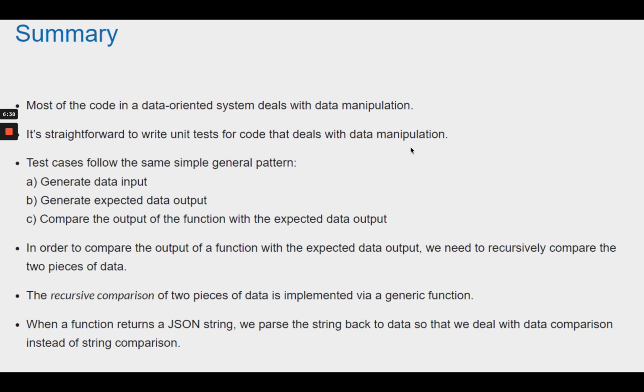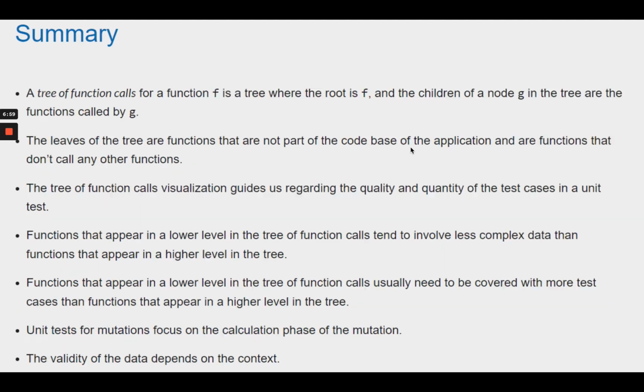In order to compare the output of a function with the expected data output, we need to recursively compare the two pieces of data. The recursive comparison of two pieces of data is implemented via a generic function. When a function returns a JSON string, we parse the string back to data so that we deal with data comparison instead of string comparison.